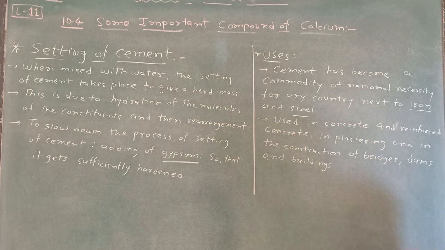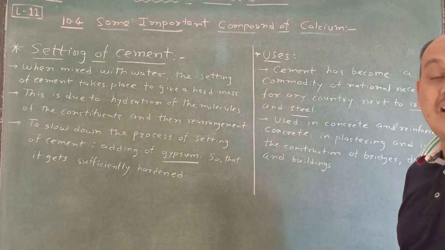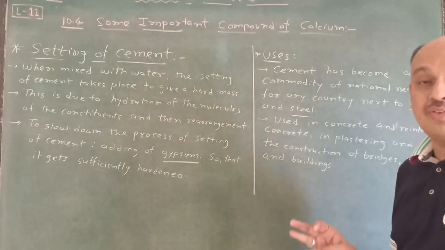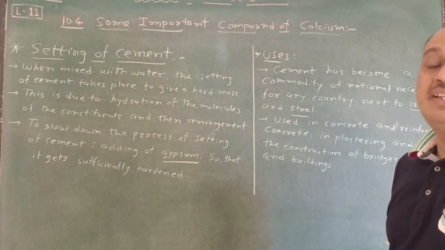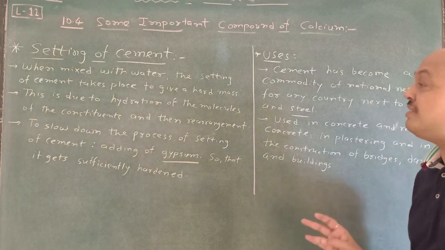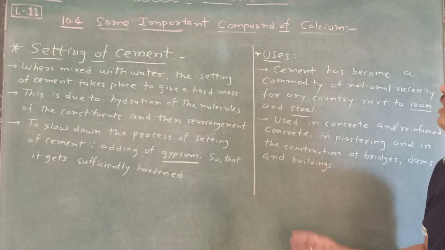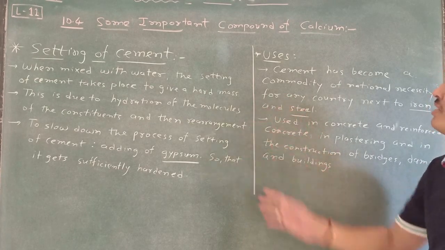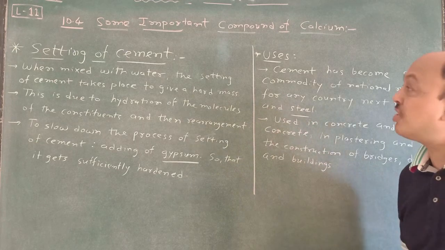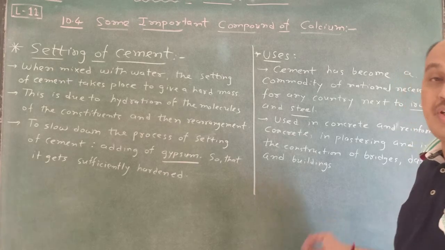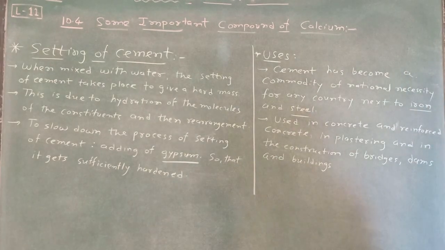Some important compounds of calcium are now complete. We completed calcium oxide, calcium hydroxide, calcium carbonate, then calcium sulfate hemihydrate, and then cement. So this is all about important compounds of calcium according to your NCERT textbook. Take a screenshot. Now we switch towards the last topic, that is the biological importance of calcium and magnesium.